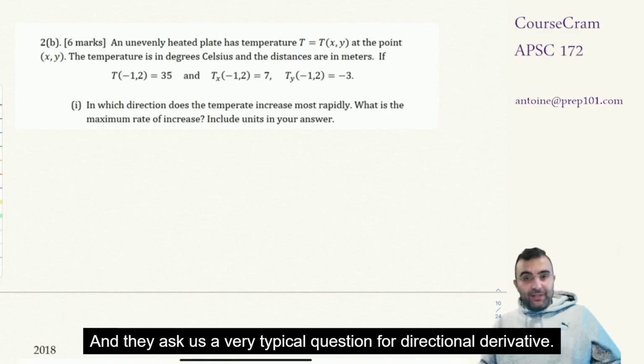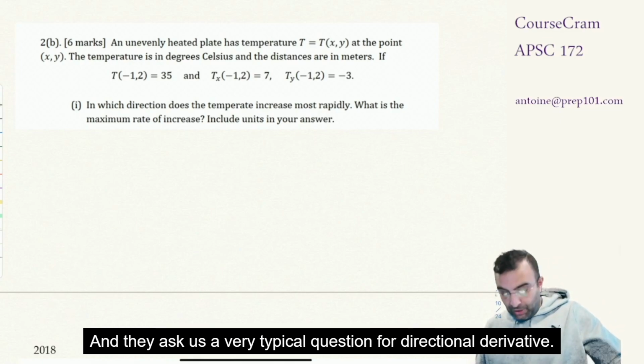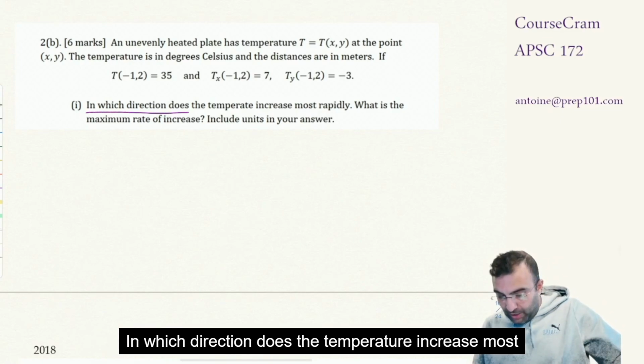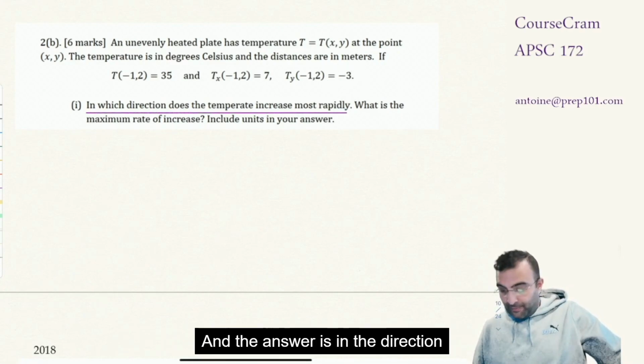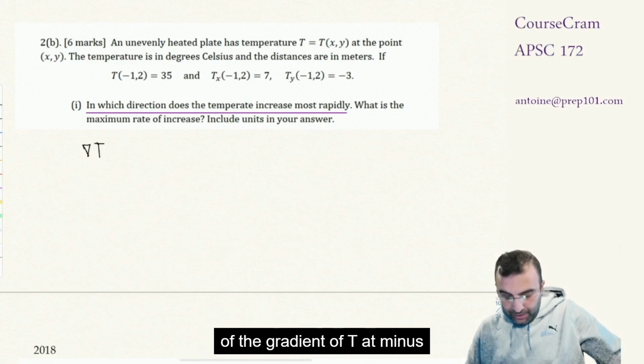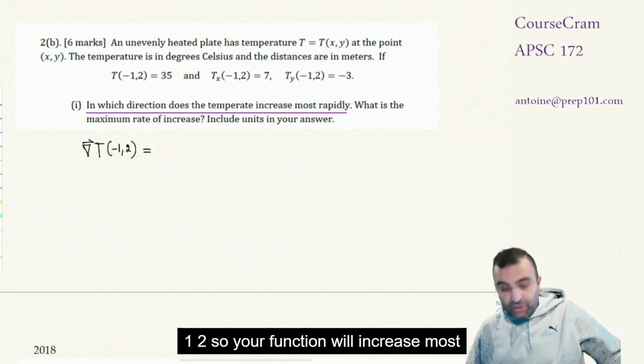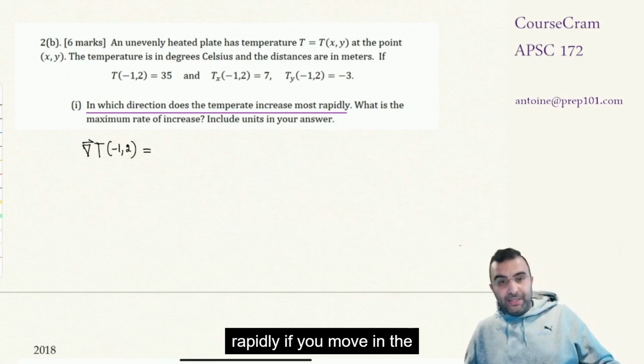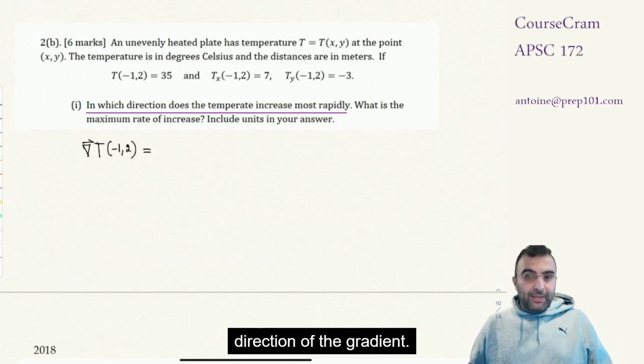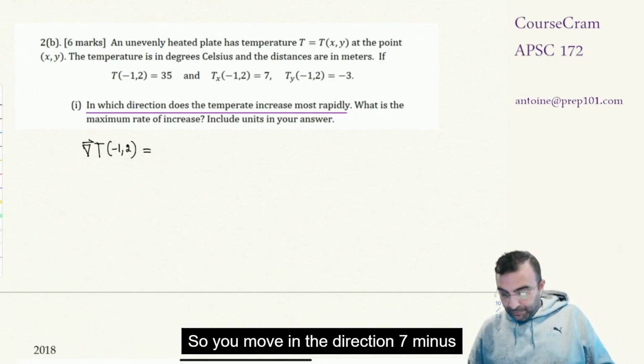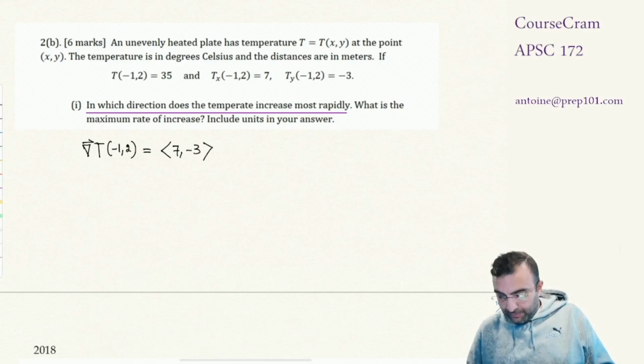And they ask us a very typical question for directional derivatives. In which direction does the temperature increase most rapidly? And the answer is in the direction of the gradient of T at (-1, 2). So your function will increase most rapidly if you move in the direction of the gradient. So you move in the direction (7, -3).